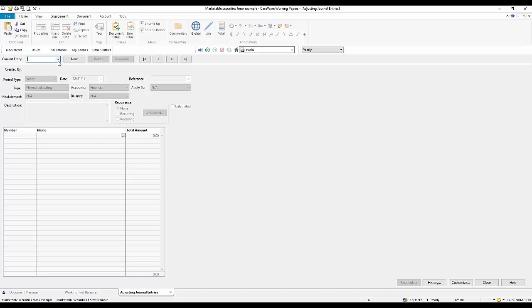So the year end for this file is December 31st, 2017. And my first entry is I'm going to transfer money into my US dollar brokerage account. So you will see that I credit my current bank account with $125, and I debit the US brokerage account with $125.